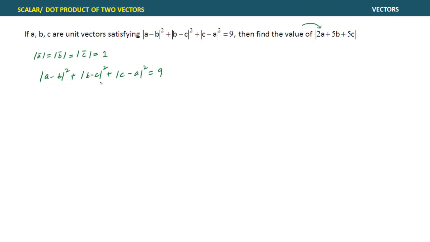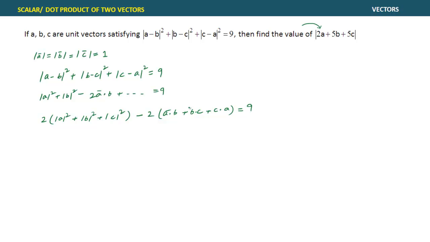Now, something of this sort is given to you. What I can deduce is that the LHS would be something of this sort, where if you start separating each term, equal to 9. And if I club the a square, b square, how many times will a square, b square come? Yes, here one a square already, so I can say 2 times modulus a square plus b square plus mod c square, and this will be minus 2 times a dot b plus b dot c plus c dot a equal to 9. This is what you will actually obtain in this particular problem.